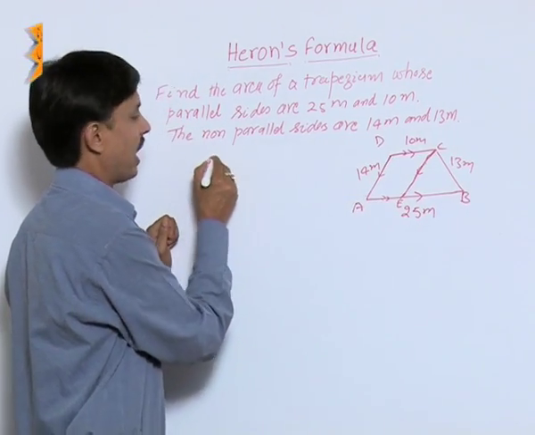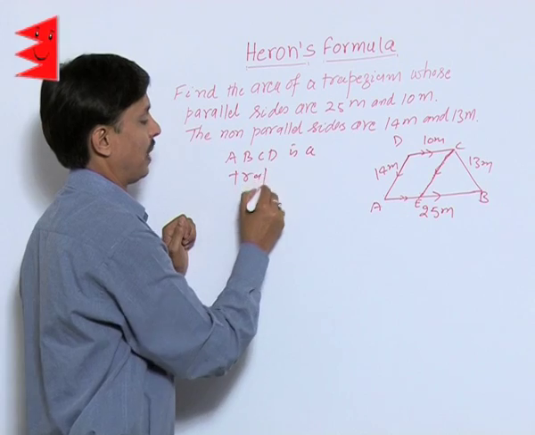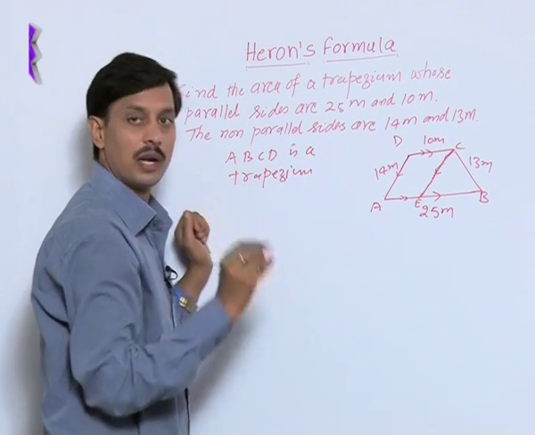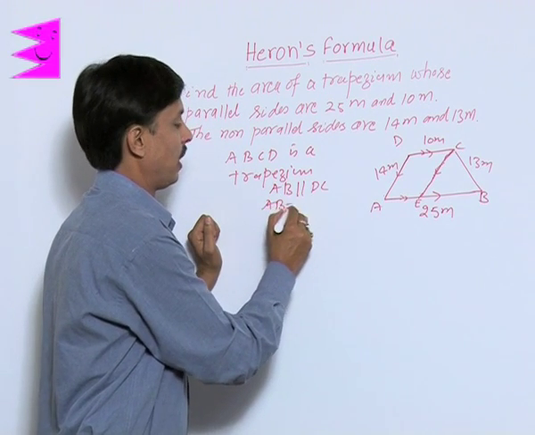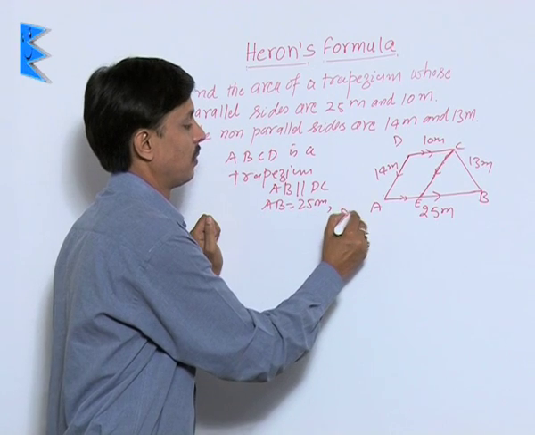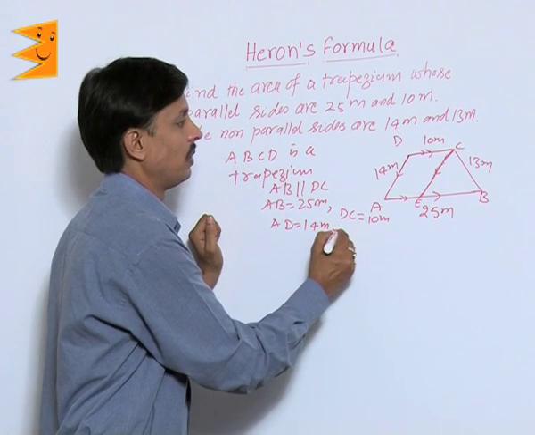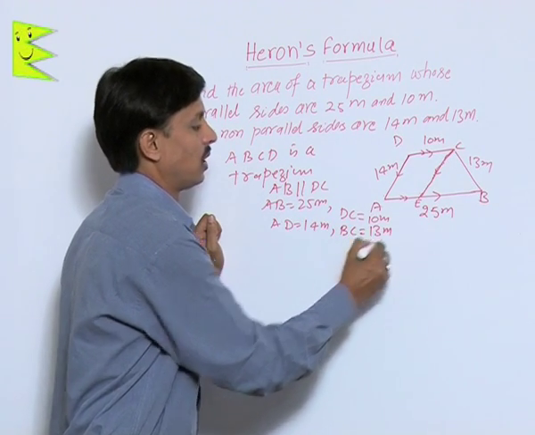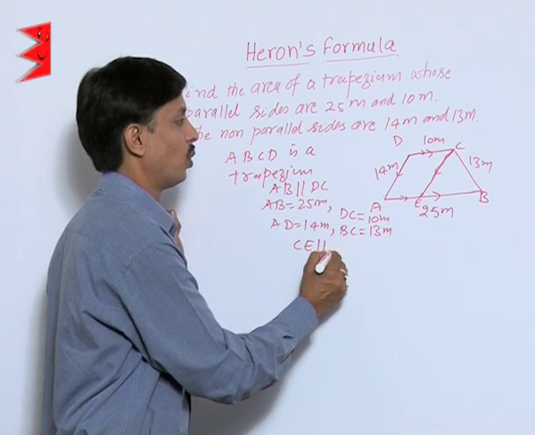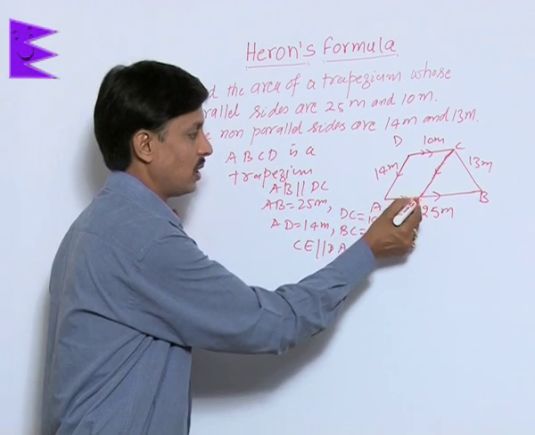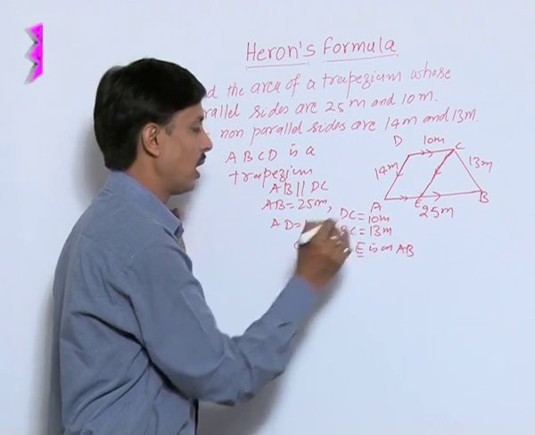So what is here? ABCD is a trapezium. AB parallel DC. AB is 25 meter. DC is 10 meter. AD is 14 meter. BC is 13 meter. What I did? I have drawn CE parallel to DA, where E is a point on AB.